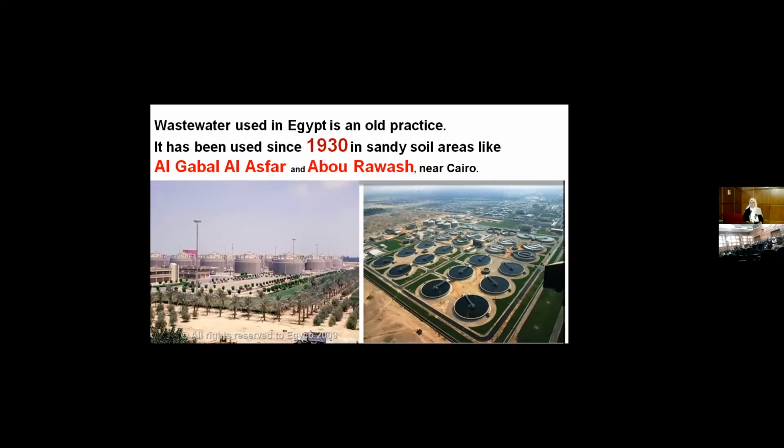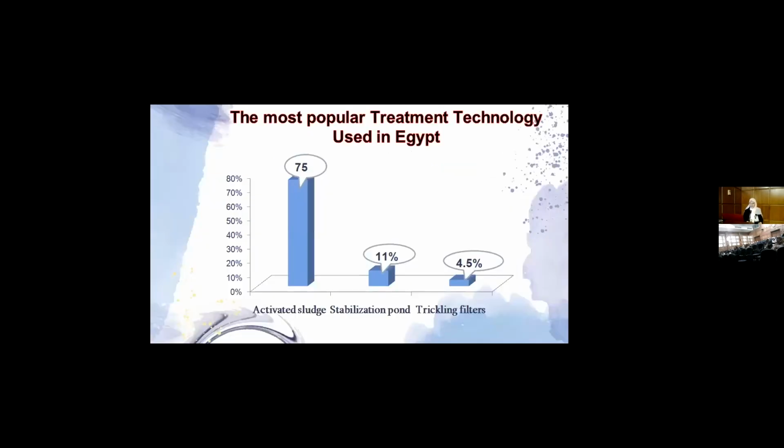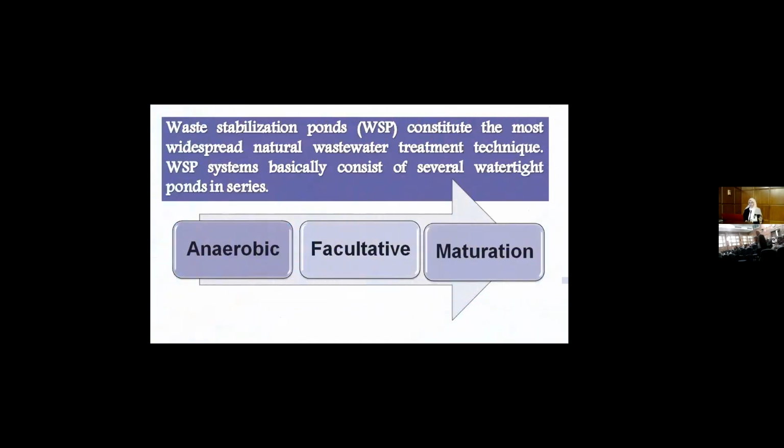Wastewater use in Egypt is an old practice. It was constructed from 1930, as in Jabal al-Asfar and Abu Rawash. The most popular treatment technology used in Egypt is about 75% activated sludge, and 11% stabilization ponds, and 4.5% trickling filters. We will focus on the stabilization ponds.